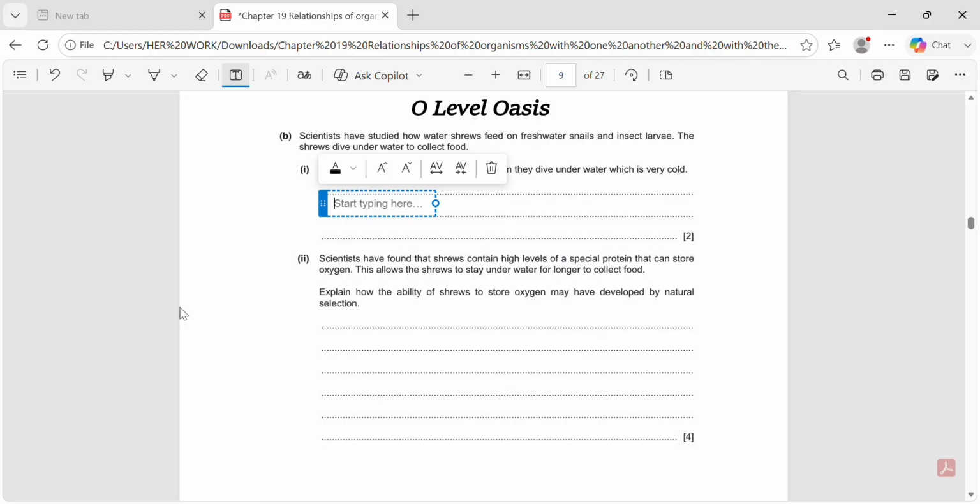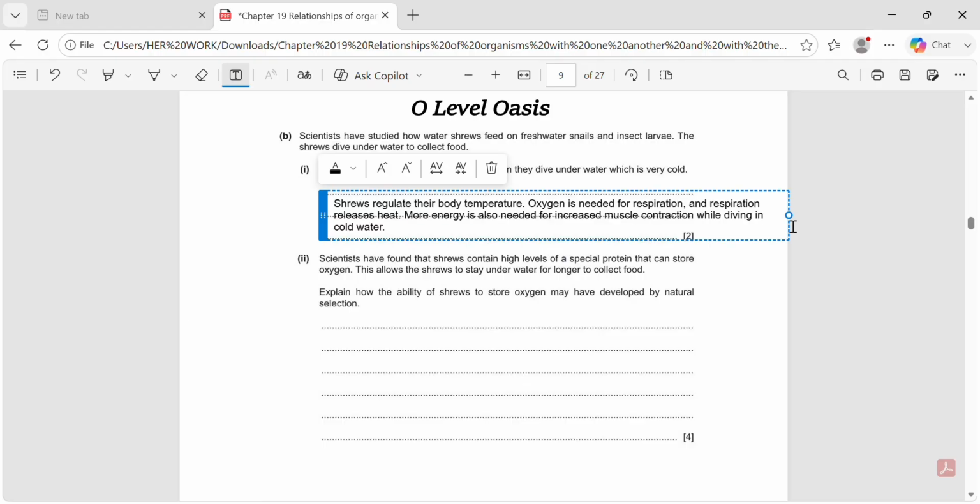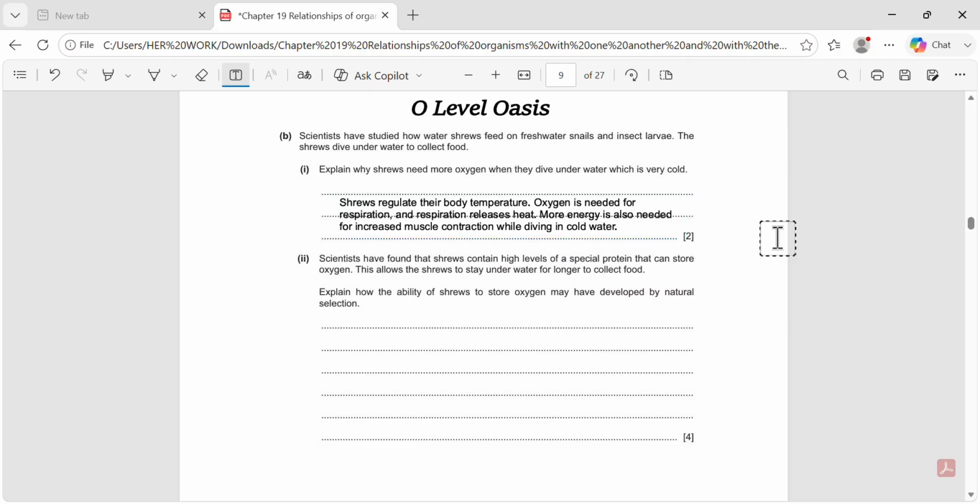So the answer we write is, shrews regulate their body temperature. Oxygen is needed for respiration. Respiration releases heat. More energy is also needed for increased muscle contraction while diving in cold water.